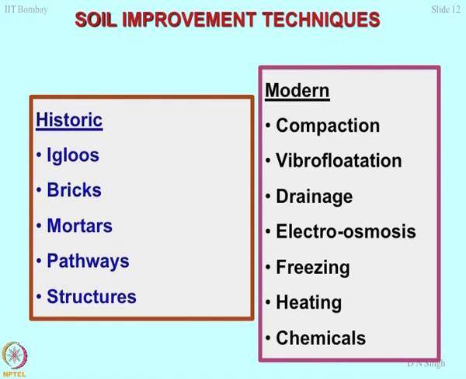Heating. Earlier days, or sometimes in military operations, they can create air strips just by heating the top 2 feet or 3 feet of the ground mass. So what happens? It becomes desiccated. Nature also does the same thing for you. In coastal regions, the water table fluctuates, soil mass becomes wet, and then again during the dry period, what happens to this water? It evaporates.